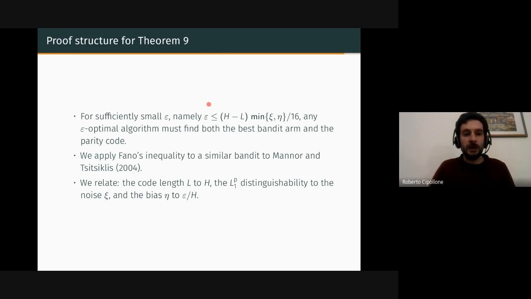So we pick a small epsilon, we want to be optimal in both, and that means that we should find the best arm in the bandit and the parity code as well. To conclude the proof, we just need to relate the noise parameter to some distinguishability, and for us, that will be the L1 over prefixes. And that concludes the proof.